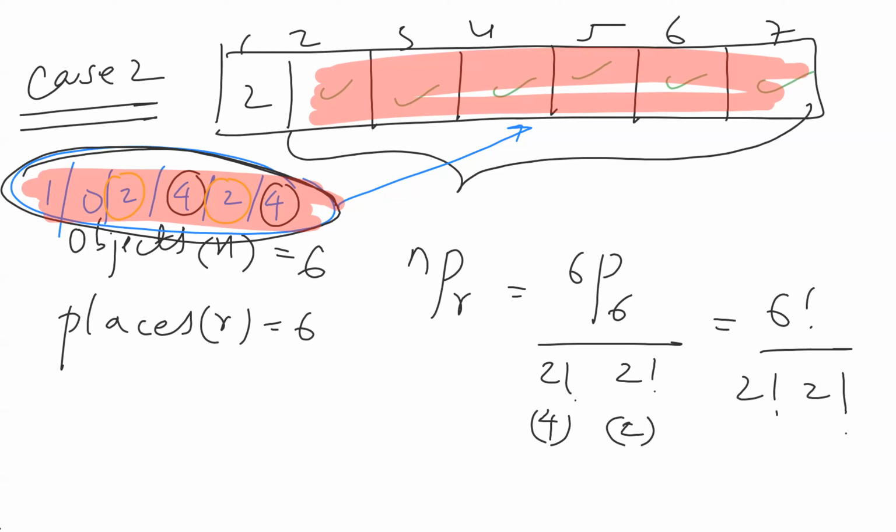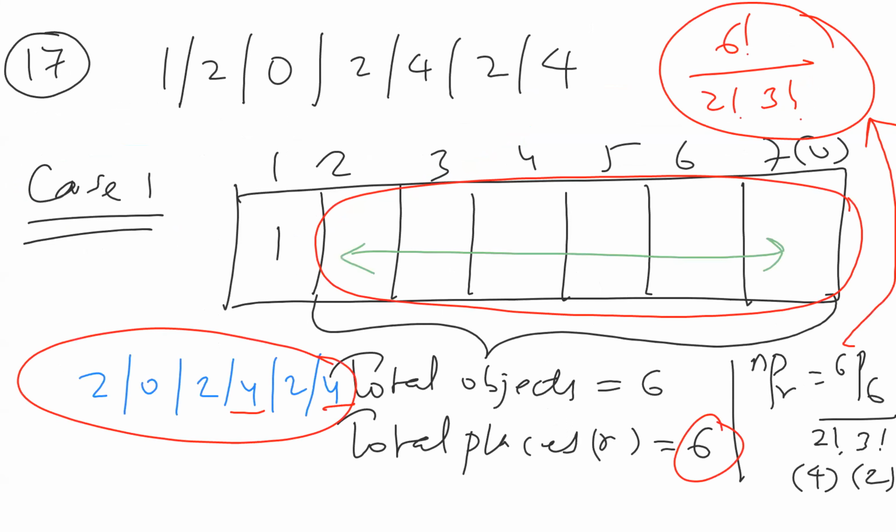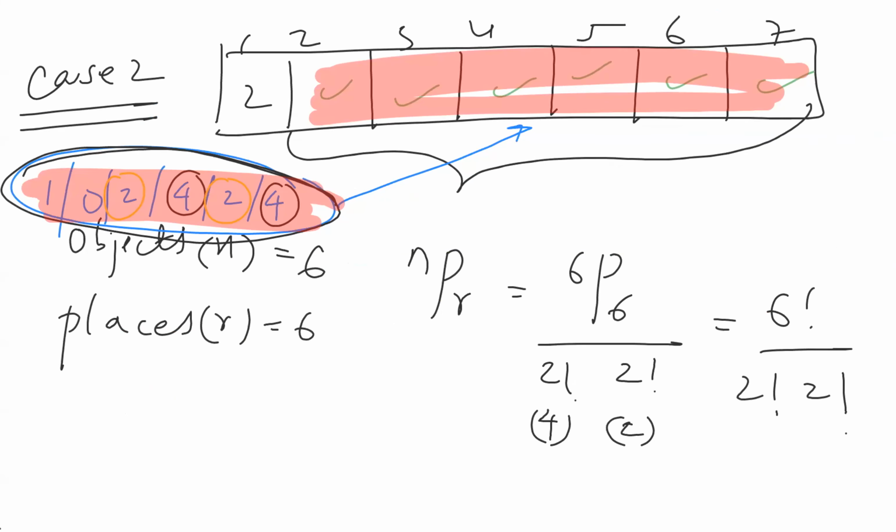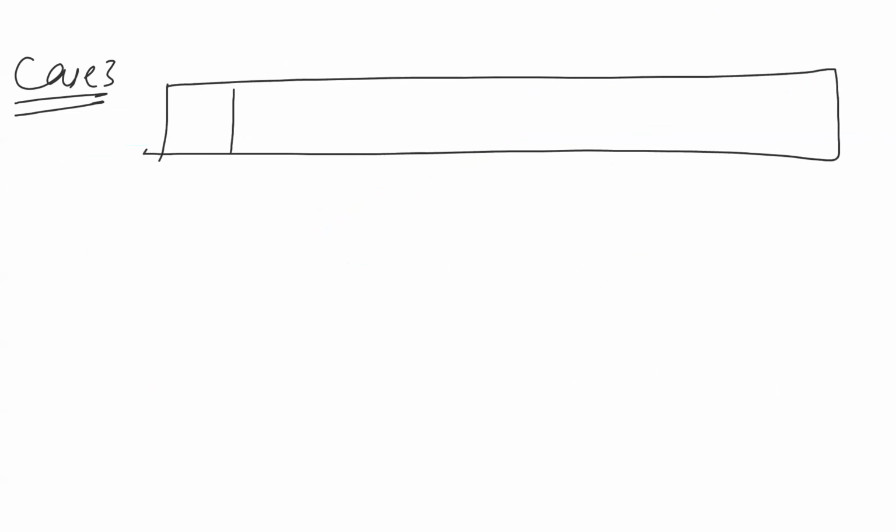Case 3. See, the 7-digit number can start with 1, that case is already over. It can start with 2, that case is also already over. Now the third case, the 7-digit number can start with 4. So case 3, the 7-digit number can start with 4. Obviously, any 7-digit number cannot start with 0.